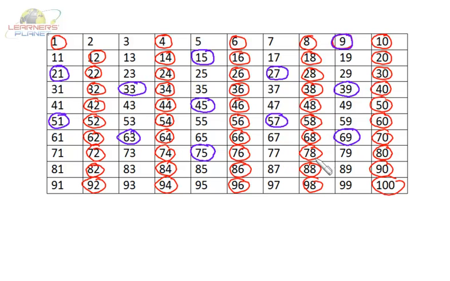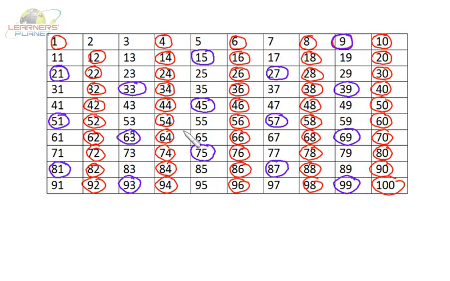Further 78, further I'm just counting every third number, okay? Then 84 is a multiple of 3, then 87, 90 is a multiple of 3, then 93, 96 is a multiple of 3, then 99 is a multiple of 3.